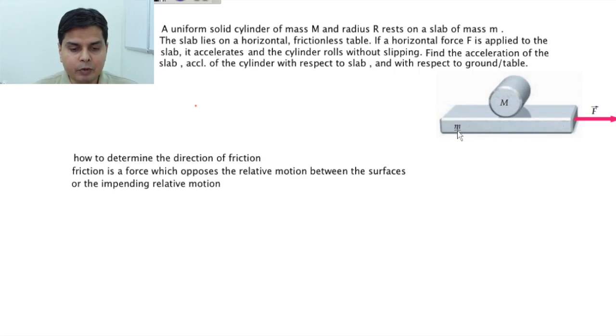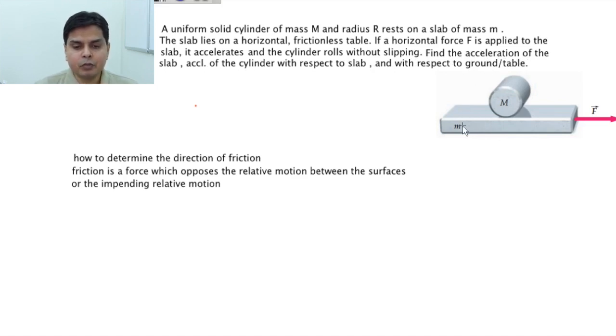So this is the slab of mass small m. This is the cylinder of mass capital M. The slab lies on a horizontal frictionless table. If a horizontal force F is applied to the slab, it accelerates and the cylinder rolls without slipping. Find the acceleration of the slab, and the acceleration of the cylinder with respect to the slab and with respect to the ground or table.